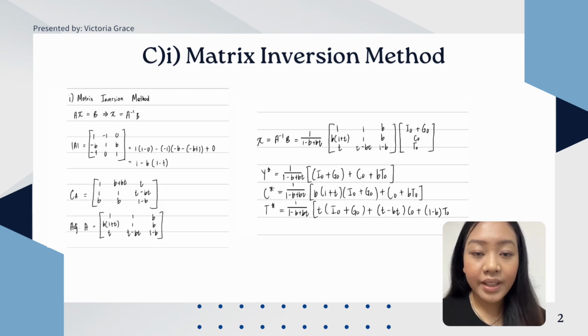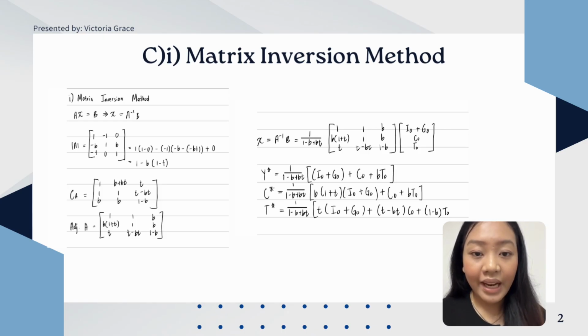Next, we find the cofactor matrix of A. Each element of the cofactor matrix is obtained by finding the minor of the element and applying the correct sign. The cofactor matrix consists of 1, B plus BT, and T in the first row, 1, 1, and T minus BT in the second row, and B, B, and 1 minus B in the third row.